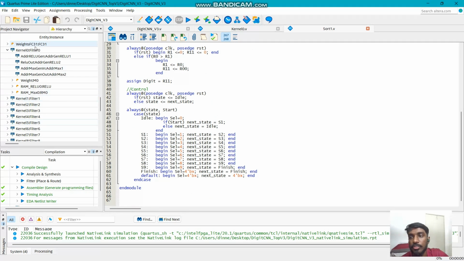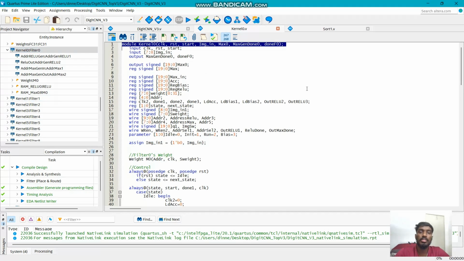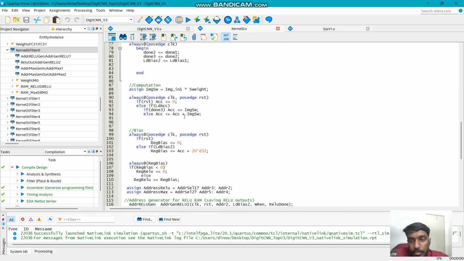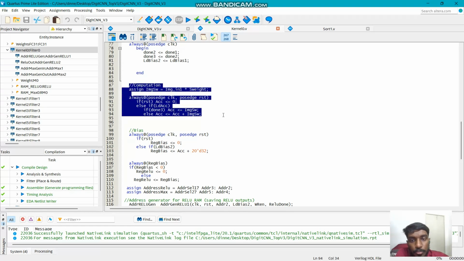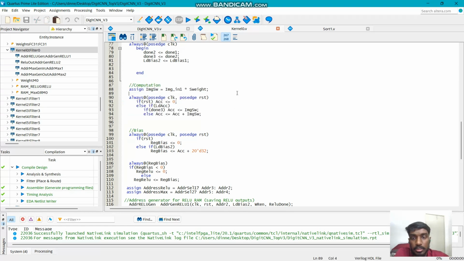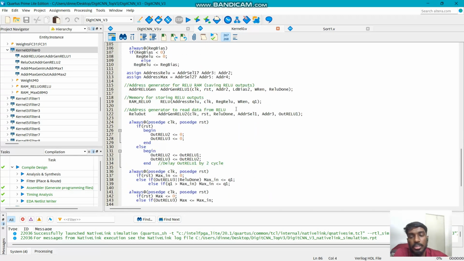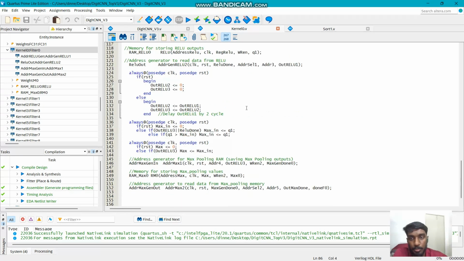So let's see what's the difference in the kernel previously and now. Okay, as you can see, previously this computation process had two multipliers: one, the accumulator equal to the image in times the weight, and secondly, the accumulator equal to the image in times the weight plus the accumulator. And here we have 2 RAMs for the ReLU and the max output.